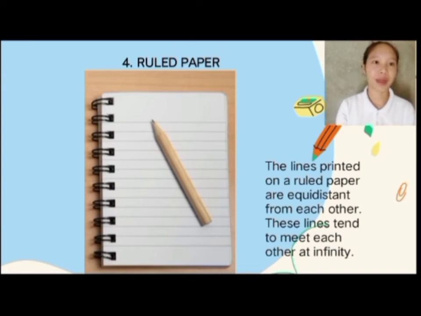Next is the ruled paper. The lines printed on the ruled paper are also equidistant from each other. These lines tend to meet each other at infinity.